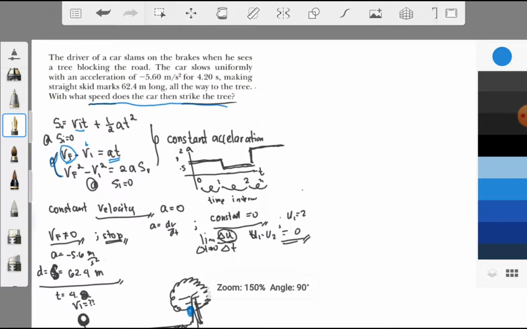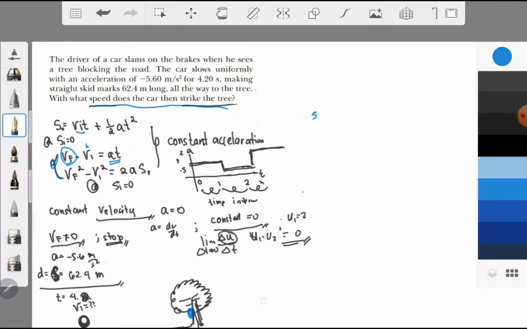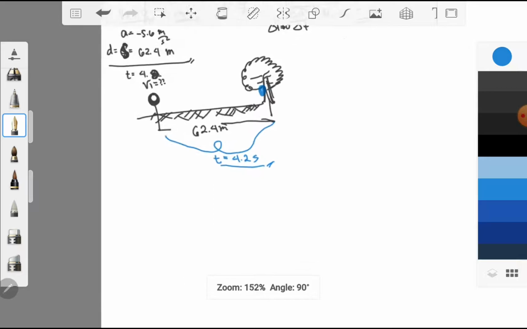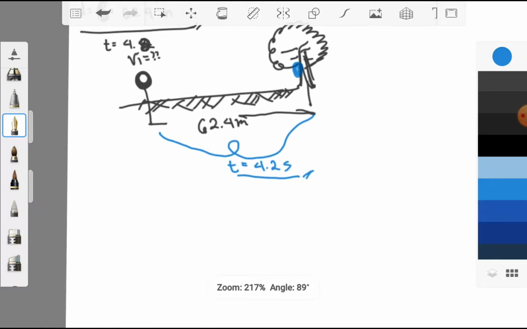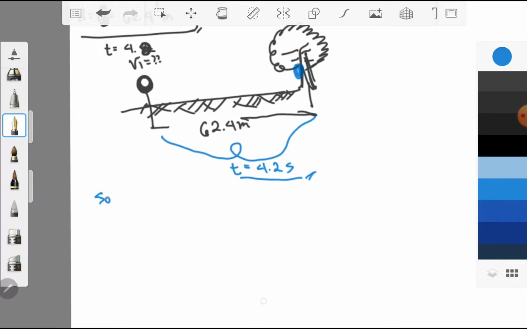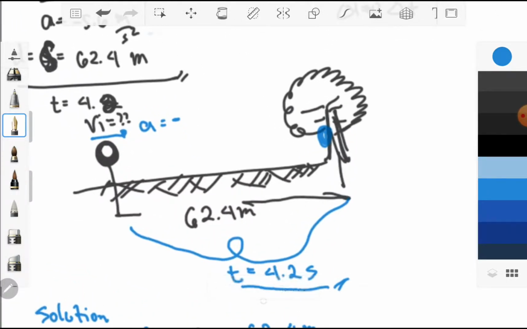So, solution. We have our VF, which is unknown. We have our VI, which is unknown. We have our SF, which is equal to 62.4 meters, and T, which is equal to 4.2 seconds. And take note, we have our acceleration, which is equal to negative 5.6 meters per second squared.